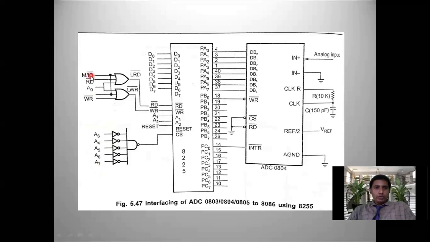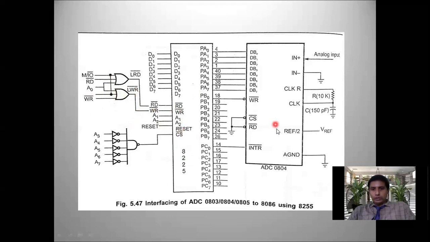In I/O mapped I/O, which signal should we activate? IO bar. For that, M/IO bar must be low, then we are selecting I/O. Read bar is also low, A0 is low. When these 3 are low, the output should be IO read bar. That IO read bar is connected to read bar of 8255. Similarly, write bar is 0 and given to one input of an OR gate. A0 is already 0. M/IO bar is also low. Then we get output 0. Call it IO write bar. IO write bar is connected to write bar of 8255. Like that, 8086 is interfaced with 8255.